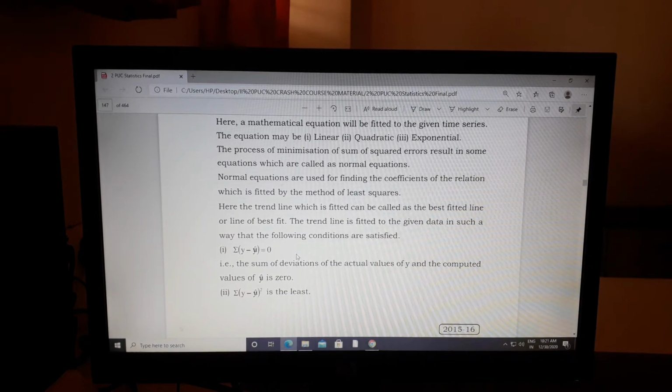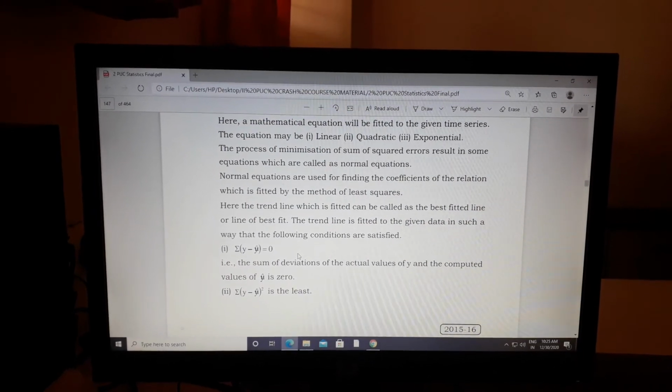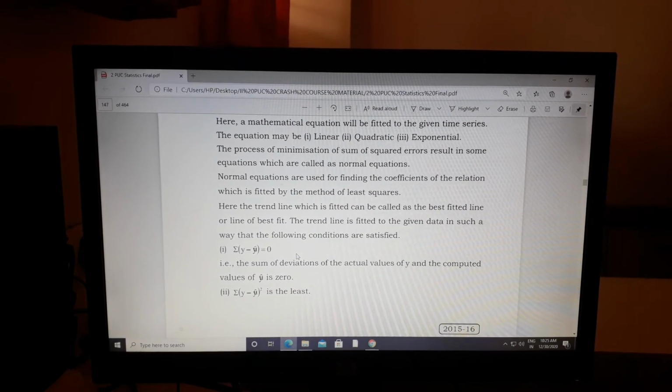that way. The sum of deviations of the actual values of y and the computed values of y. Actual values and computed values, if you find the sum is 0, that is the first condition which needs to be satisfied. Second condition, the sum of square deviations of the actual values of y and the computed values of y is always least. We say it as a least squares method. So these are the two conditions which are to be satisfied to fit a best line.